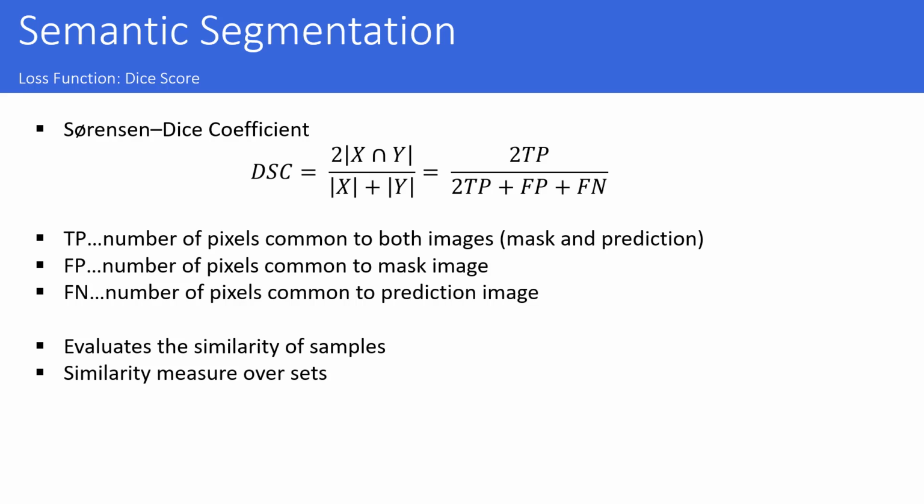Then we have the false positives. This is just the number of the pixels that is only applicable to the mask image. And we have the false negatives, which is the number of pixels that is common to the prediction image. And in general, this Sørensen-Dice coefficient evaluates the similarity of different samples and is able to measure the similarity over a complete set. So that's what it's doing. It's taking two different images and calculating some loss score based on two different images and each individual pixel of this image.